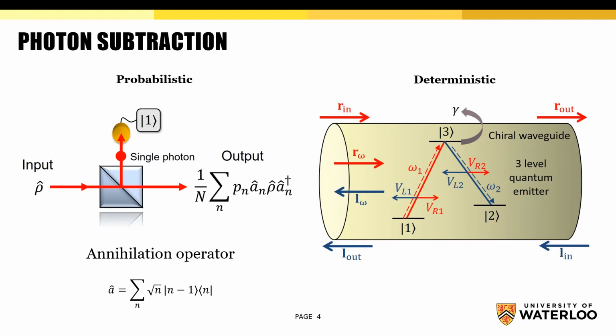The incoming red light excites the atom, which was previously in the ground state, from 1 to 3. However, it cannot de-excite from 3 to 1 because of destructive interference with the incoming field, thereby relaxing to 2 and emitting a photon in the blue left mode.